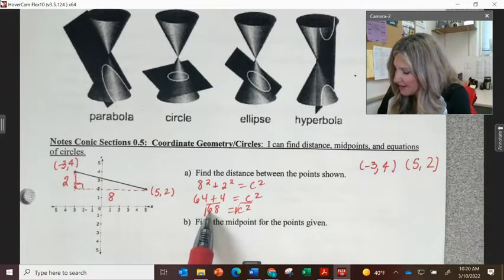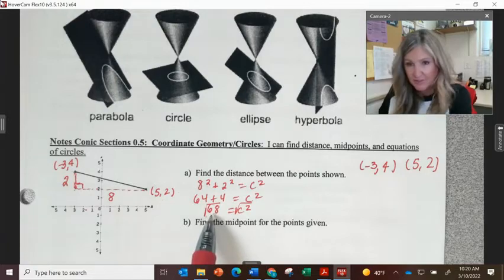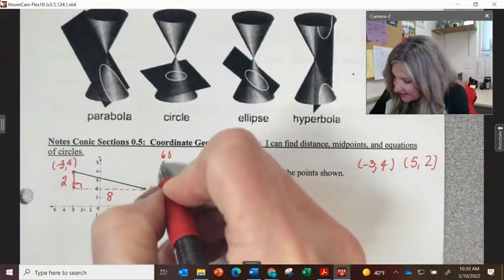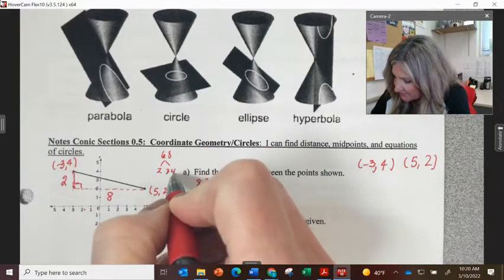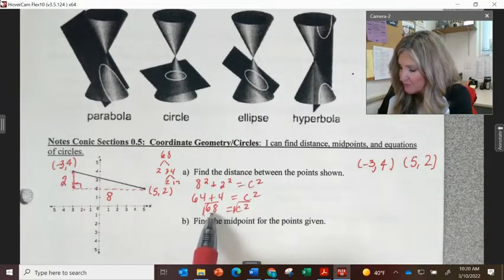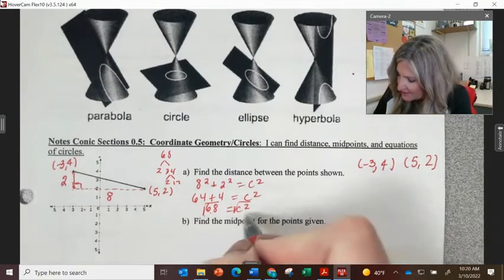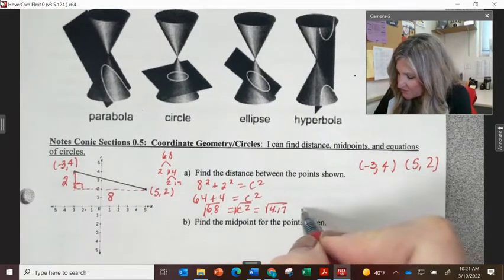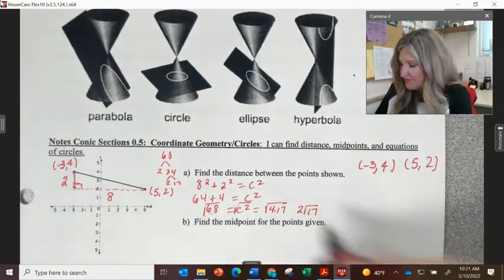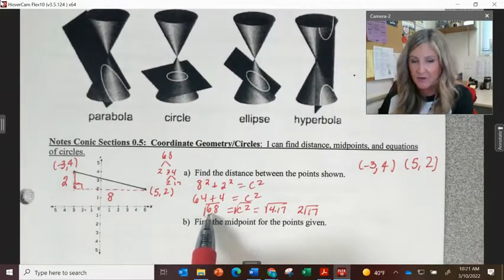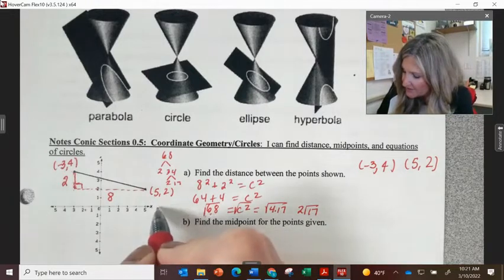So I know that 68 is going to be 2 times 34. Okay, so if I'm thinking of this like this, I know 68 is going to be 2 times 34. 34 is 2 times 17. So therefore, this must be 4 times 17. That's the way I'm going to think of it. It's the square root of 4 times 17. Square root of 4 is 2. So that's going to be 2 radical 17. That's the exact distance.